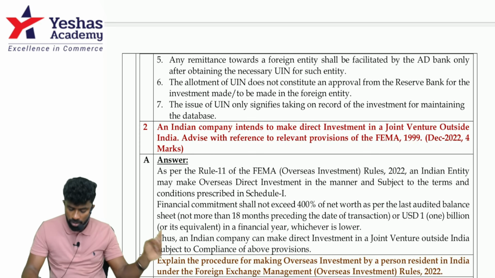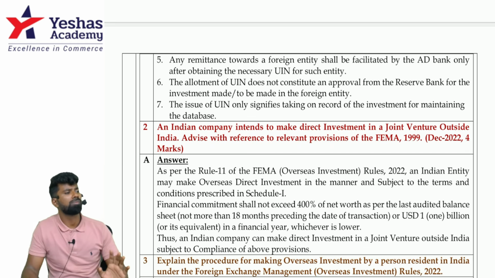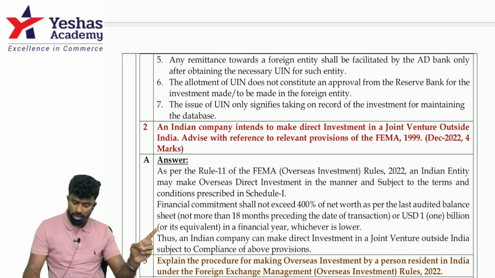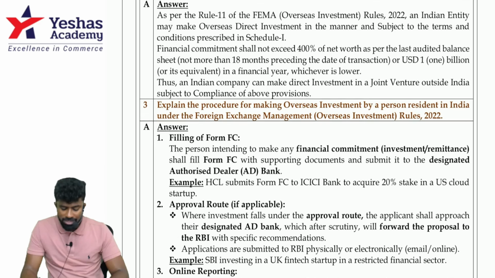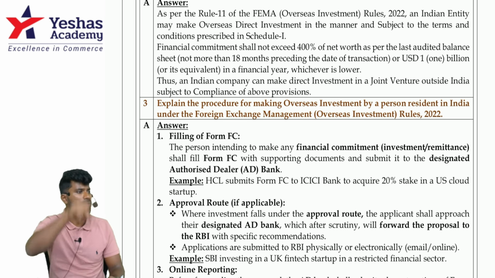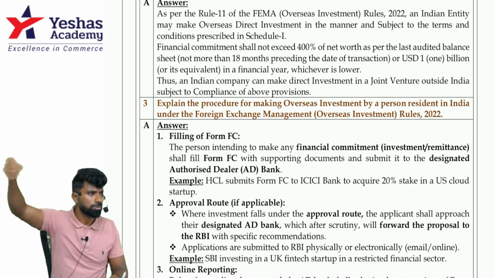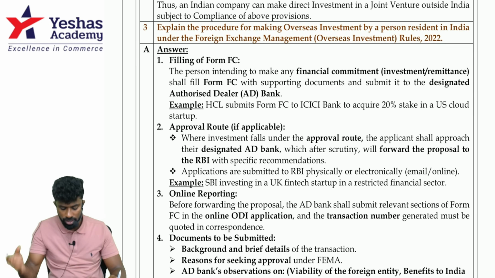An Indian company intends to make direct investment in a joint venture outside India. Possible or not possible? How much maximum can they invest? 400%, or 1 billion in a financial year, whichever is lower. Explain the procedures for making overseas investment by a person resident in India. I discussed the procedure: filing Form FC with the authorized dealer, then submitting it to the RBI and obtaining the UIN number. Yes or no?